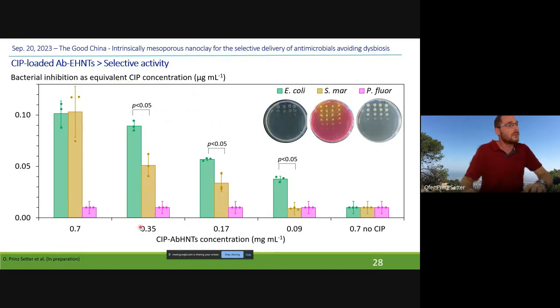Here you can see that for a range of particle concentrations, between 0.09 and 0.7 milligram per milliliter, there is a clear, enhanced selectivity for the target bacteria over the non-target bacteria, meaning that in the same heterogeneous culture, the clay actually exerts a more intense antibacterial effect against the target bacteria than the non-target bacteria.